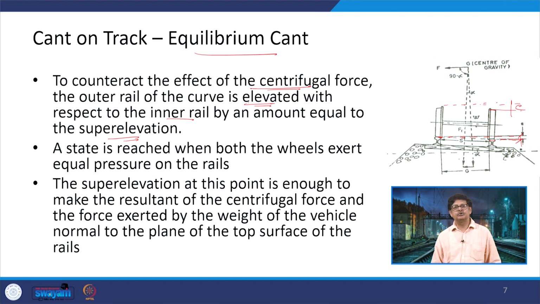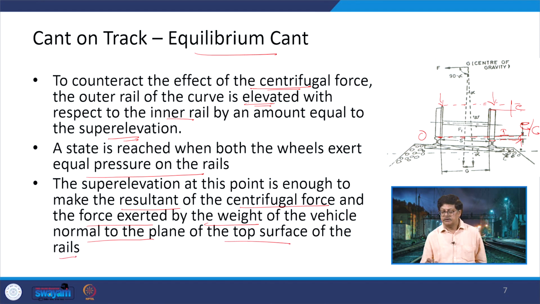A state is reached when both the wheels exert equal pressure on the rail. Now, what we are doing is slowly increasing the height. The outer rail is going up and up. When that is happening, one stage will come where the load coming on the outer rail and the inner rail, this is outer and this is inner, becomes more or less equal. At this point, whatever the Cant value, E value, or we can say C value, we can use any of those, that one is the equilibrium Cant. So, the superelevation at this point is enough to make the resultant of the centrifugal force and the force exerted by the weight of the vehicle normal to the plane of the top surface of the rail.